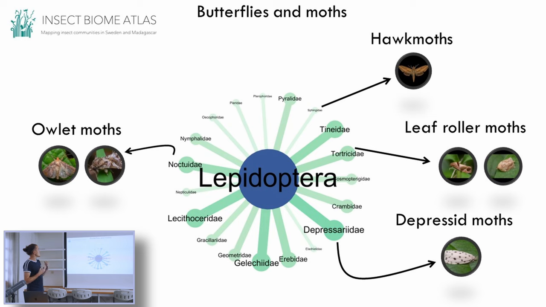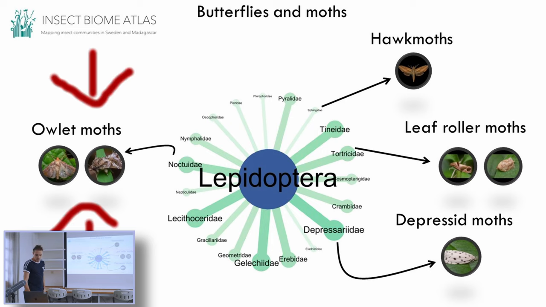And then we can move on to moths and butterflies. Again, we find a lot of different families. We have the depressed moths, leaf roller moths, which protect their larvae by rolling a leaf in different plants. Owlet moths, which are known for their really diverse ecology, and then some really spectacular things like hawk moths.